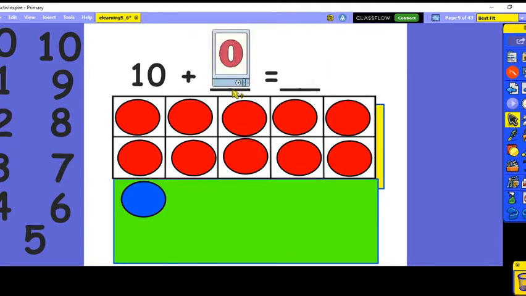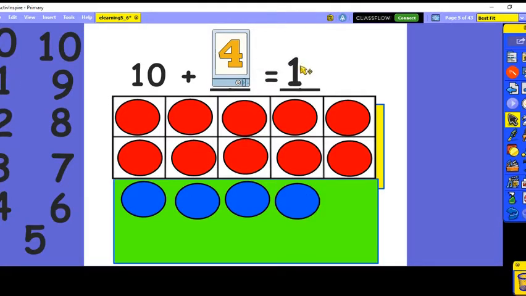And 1 more. 10 and 1, 2, 3, 4. 10 and 4 more. 10, 11, 12, 13, 14. That makes 14. So here's our 10 and 4 more. 10 plus 4 equals 14.